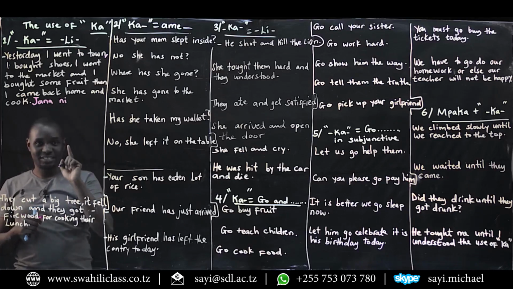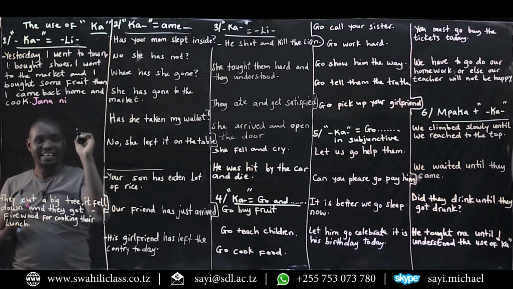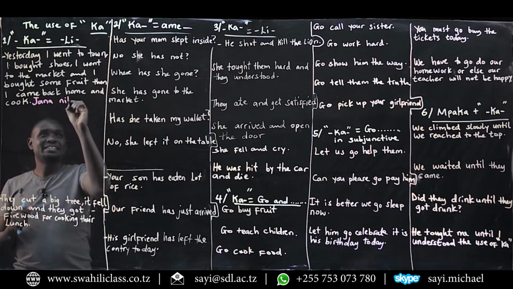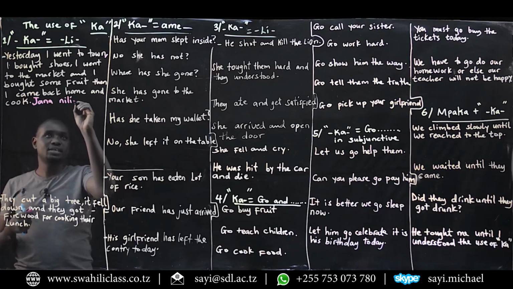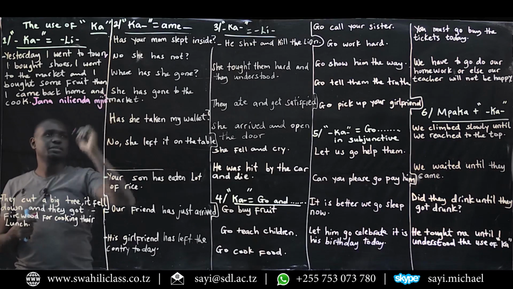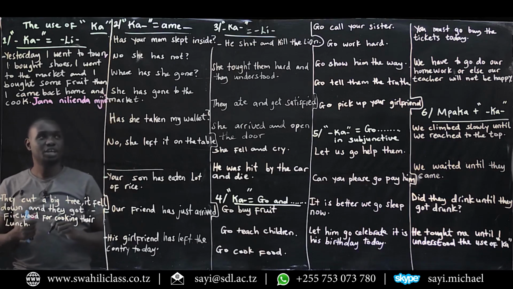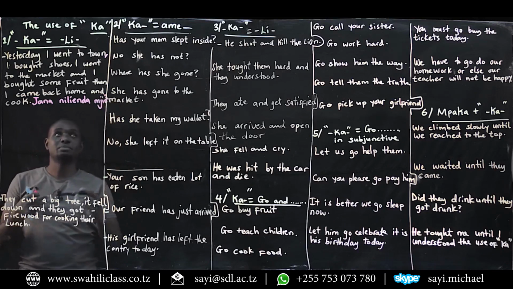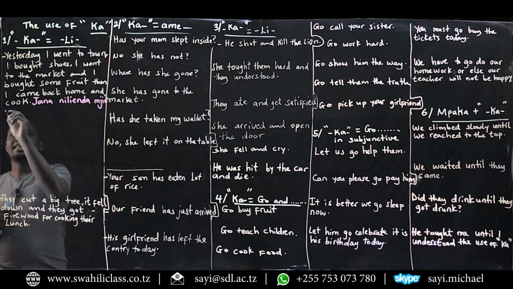The first sentence, you need to have li. Jana nilienda. Nilikwenda, enda, kwenda, the same. So, jana nilienda to town. Mjini. M-J-I-N-I. Jana nilienda mjini.